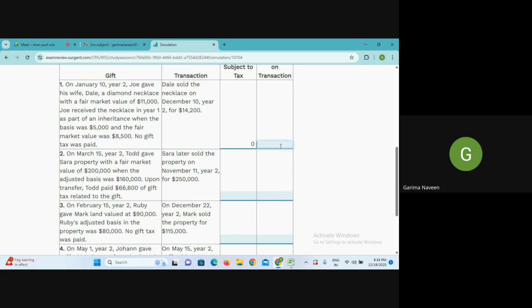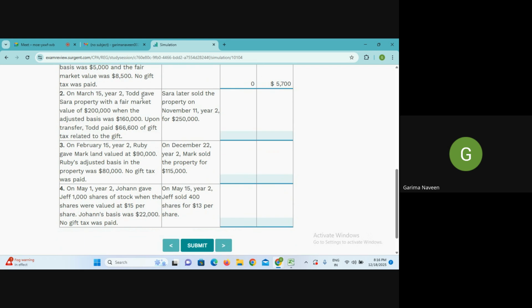So 14,200 minus 8,500 is 5,700. Should I explain it again or is it clear? Clear, ma'am. 5,700. Okay, so let's do next question.